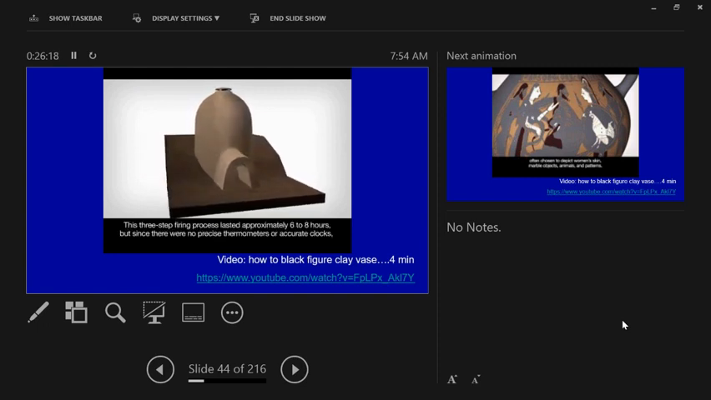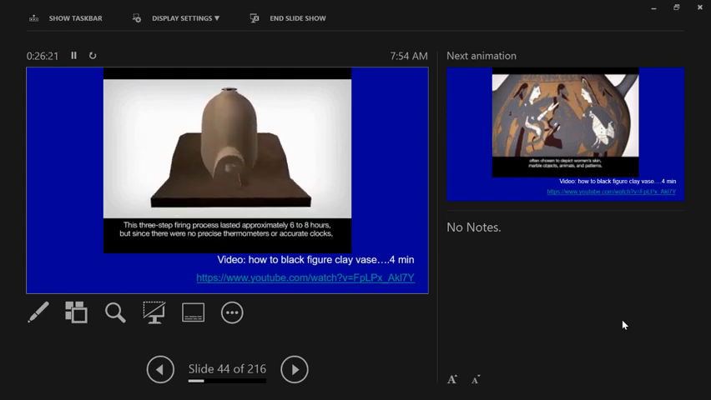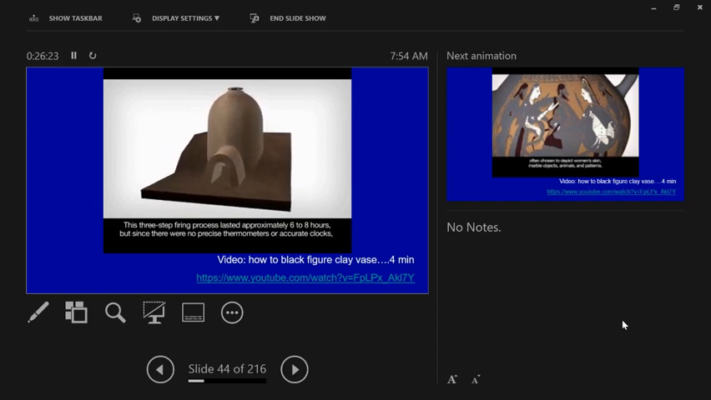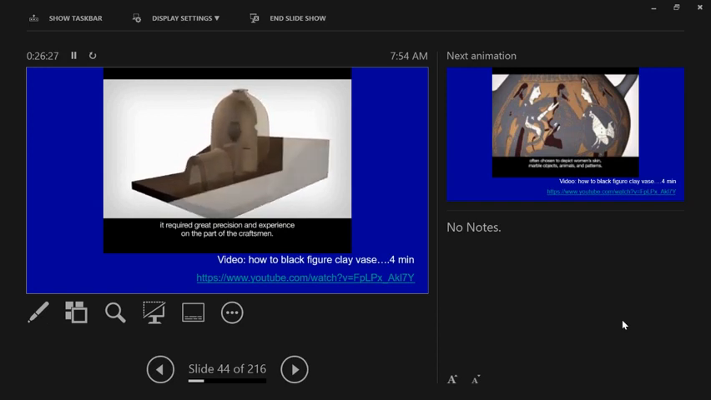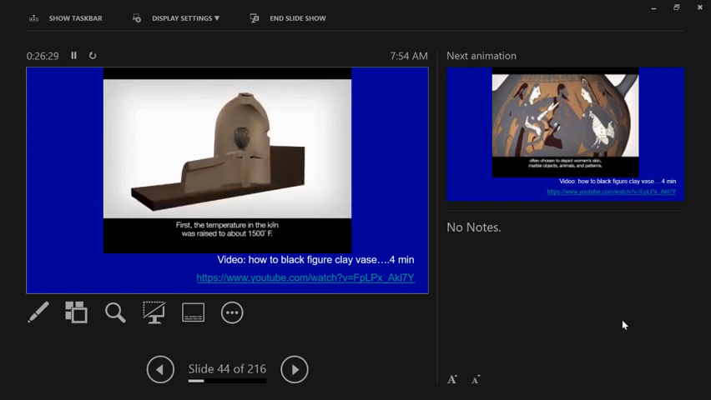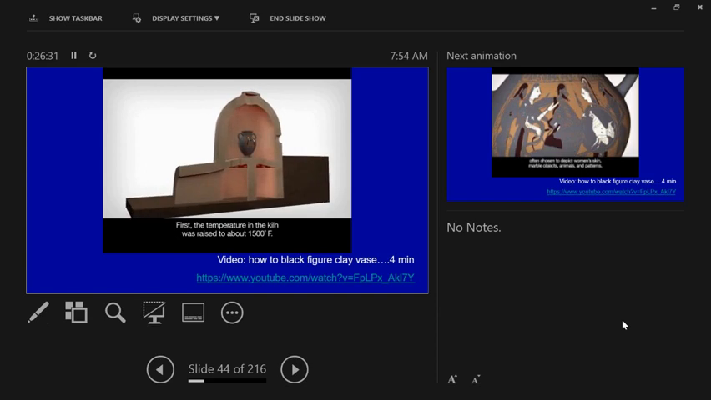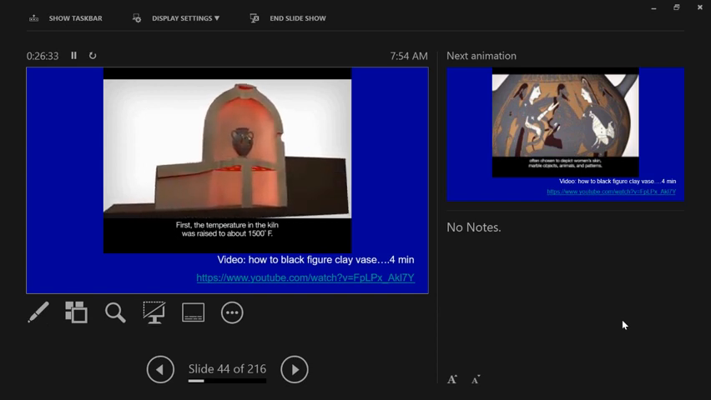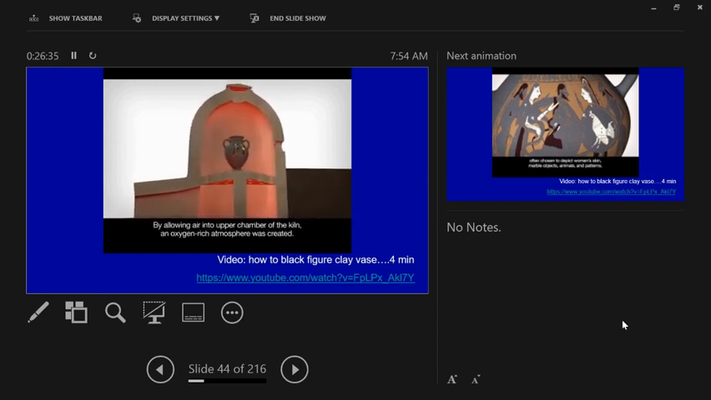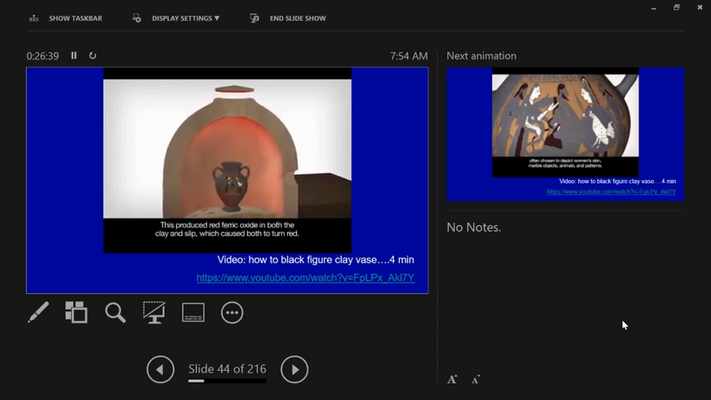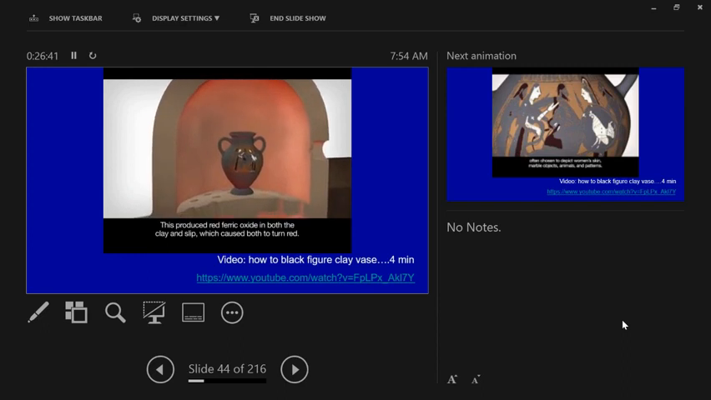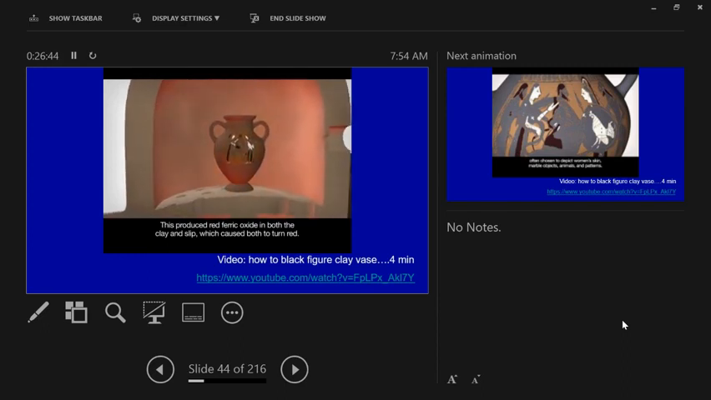This three-step firing process lasted approximately 6 to 8 hours, but since there were no precise thermometers or accurate clocks, it required great precision and experience on the part of the craftsman. First, the temperature of the kiln was raised to about 1500 degrees Fahrenheit. By allowing air into the upper chamber of the kiln, an oxygen-rich atmosphere was created. This produced red ferric oxide in both the clay and slip, which caused both to turn red.